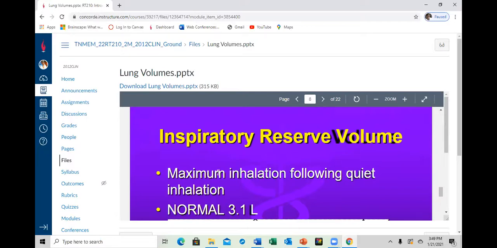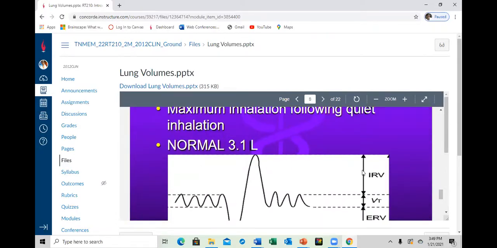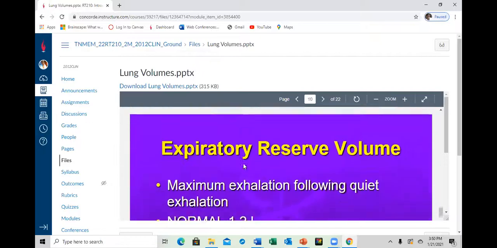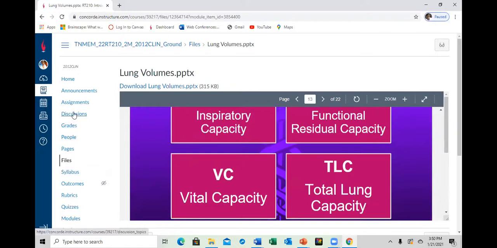IRV, inspiratory reserve volume, is the maximum inhalation following a quiet inhalation. So what that means is after you breathe in normally, you suck in more air, and that amount is called the IRV, right? You have to know how to define these volumes and capacities. It shows you how much it is, which is 3.1 liters, and you can look at it right here. After the normal inhalation, you go in some more. From here to here is your IRV, okay? So look at this PowerPoint tonight, and then I'm going to tell you what your homework is.